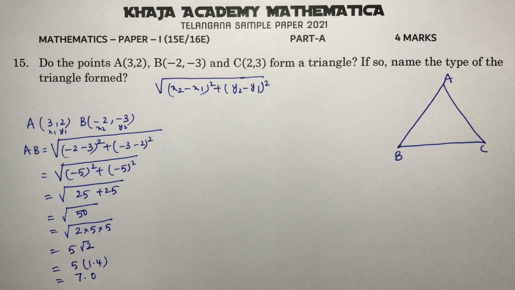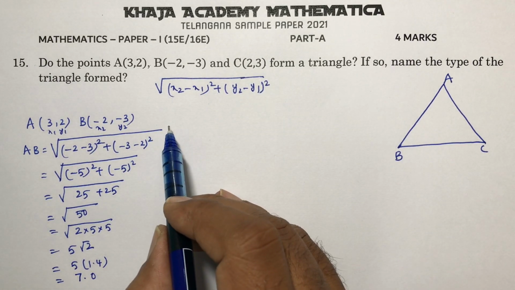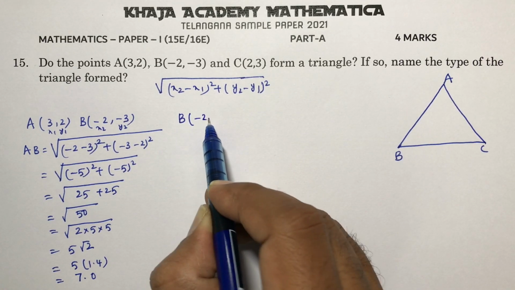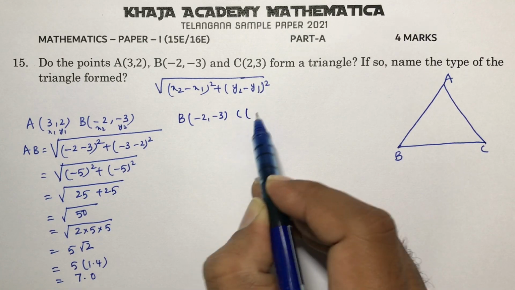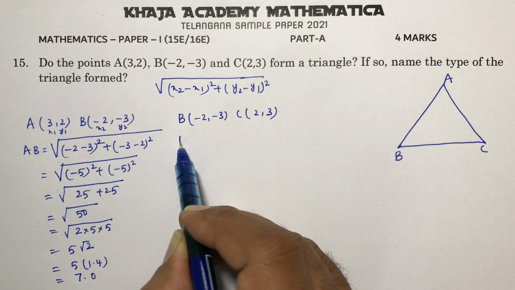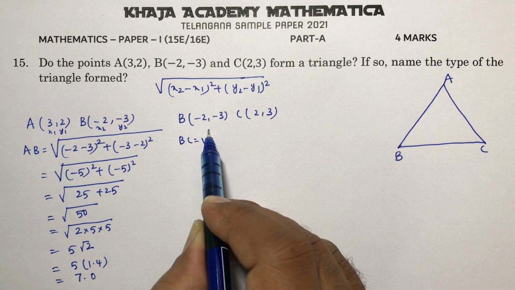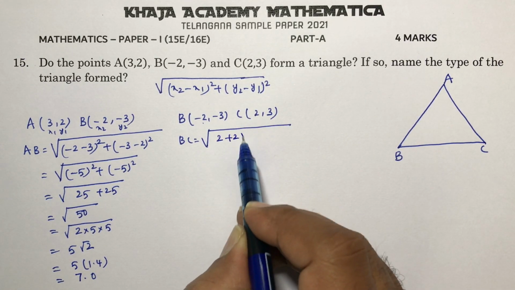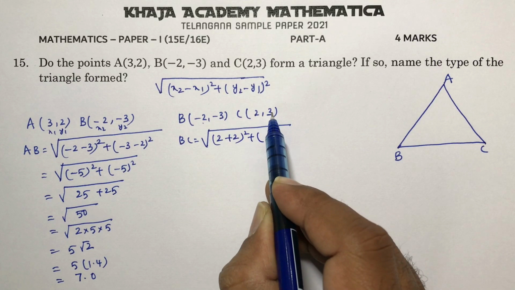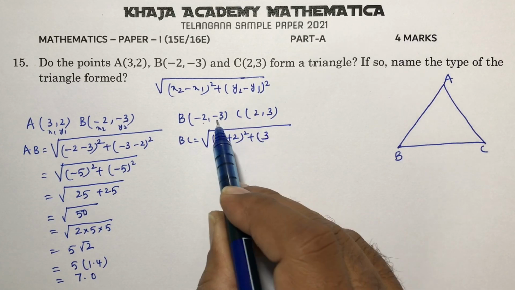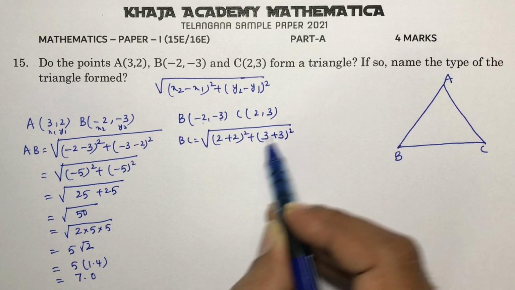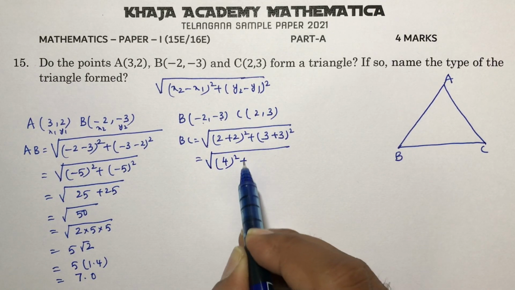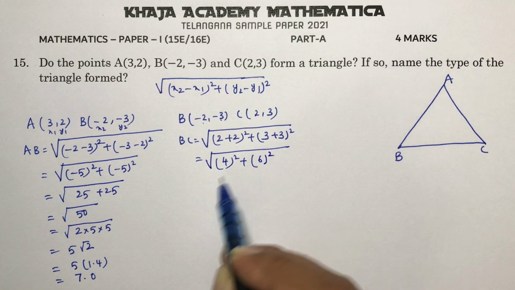So AB distance is 7.0. Now I'll calculate the distance of BC. B is (-2, -3), C is (2, 3). So BC distance is under root (x2 minus x1) whole square, so (2 plus 2) whole square, plus (y2 minus y1), (3 minus of minus 3) whole square, 2 plus 2 is 4 square, 3 plus 3 is 6.